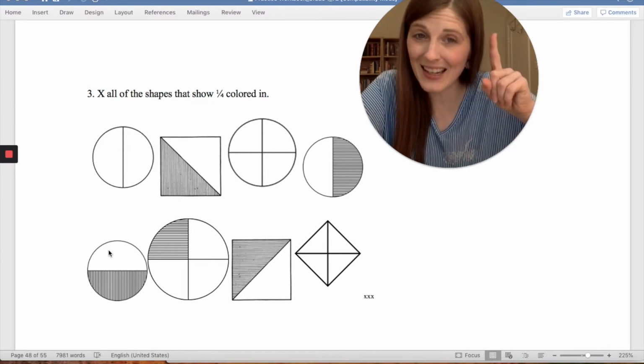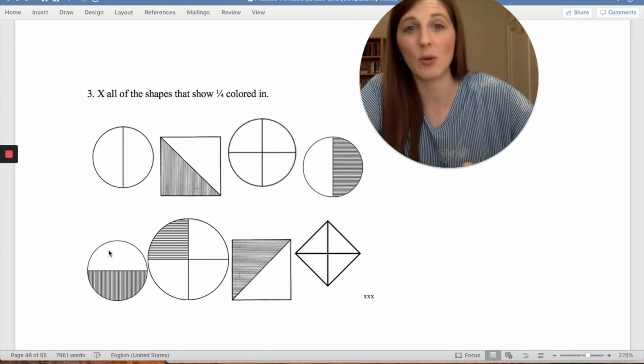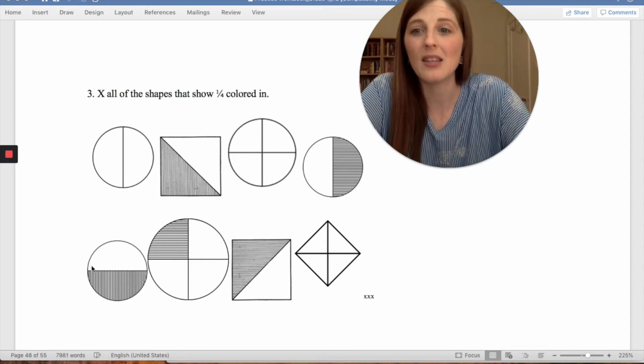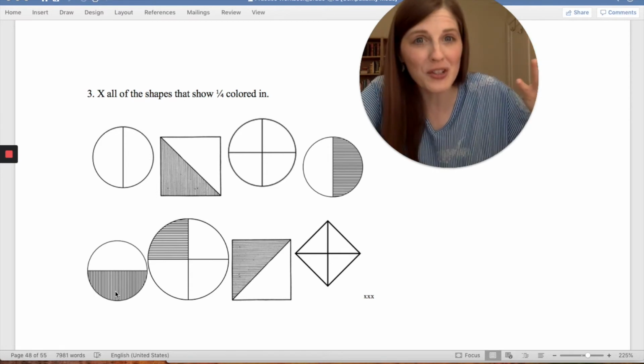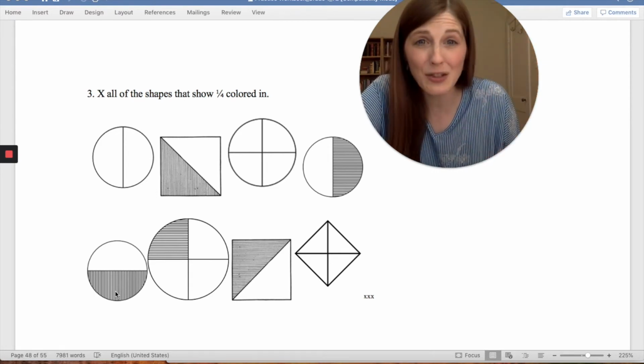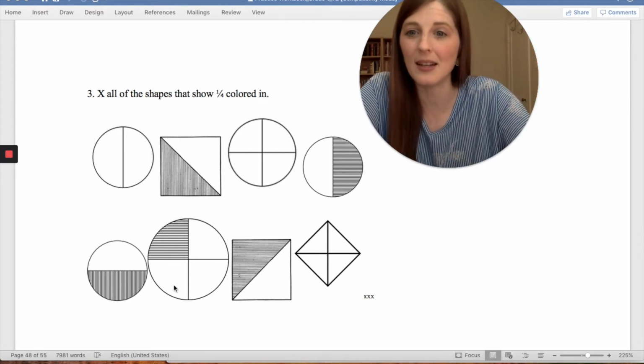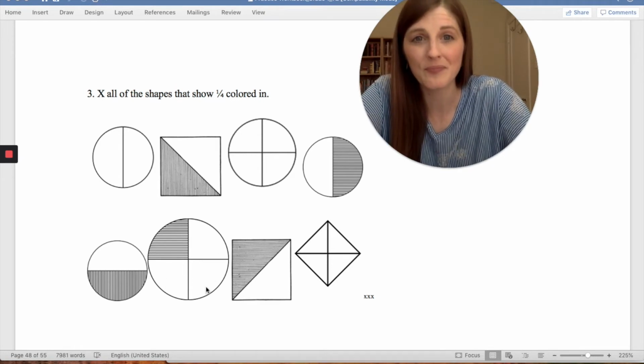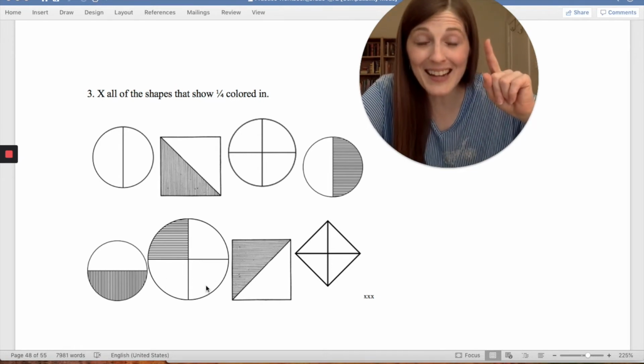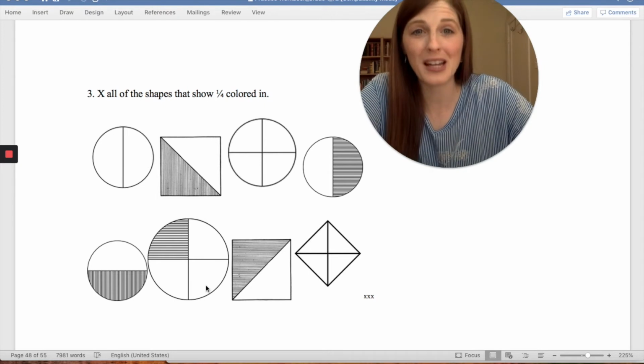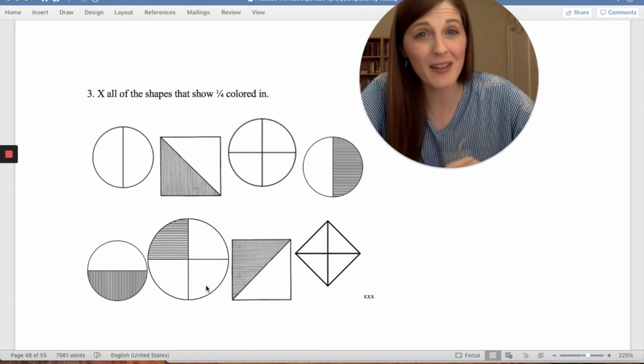All right, now we're going to do the same thing we did a minute ago. Ding, ding, ding if it's right, wah, wah if it's wrong. Okay, here we go. This shape. Wah, wah. Why, boys and girls? It only has 2 parts. Of course, that's not it. Okay, what about this one? Ding, ding, ding. It is 4 equal parts, and one of them is shaded in. It's 1/4 colored in. Good job.